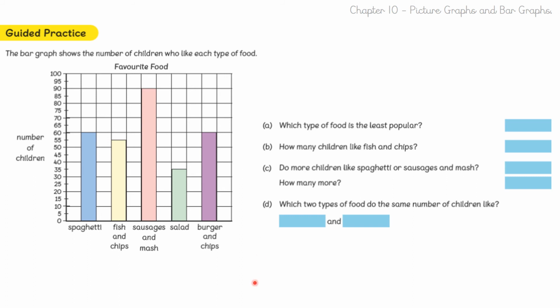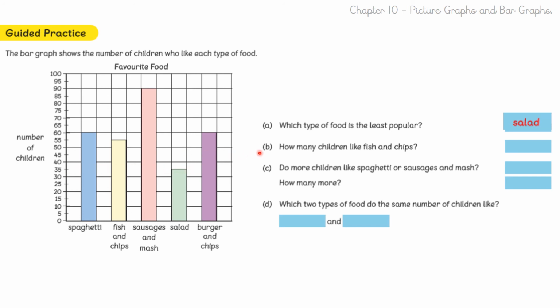Okay, let's check your work. A. Which type of food is the least popular? Remember, we've said before that some of the questions we can answer by just looking at the bars. Which one is the shortest bar? That's it, the green one. So we can say that the least popular food is salad, because you can see it's the shorter one out of all of the bars.